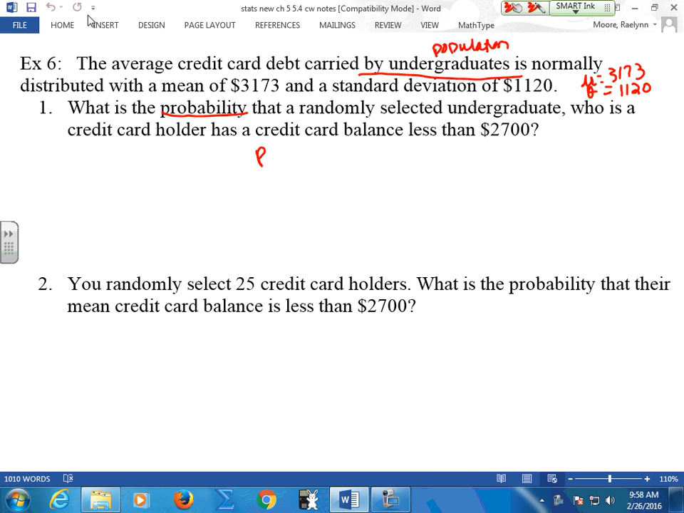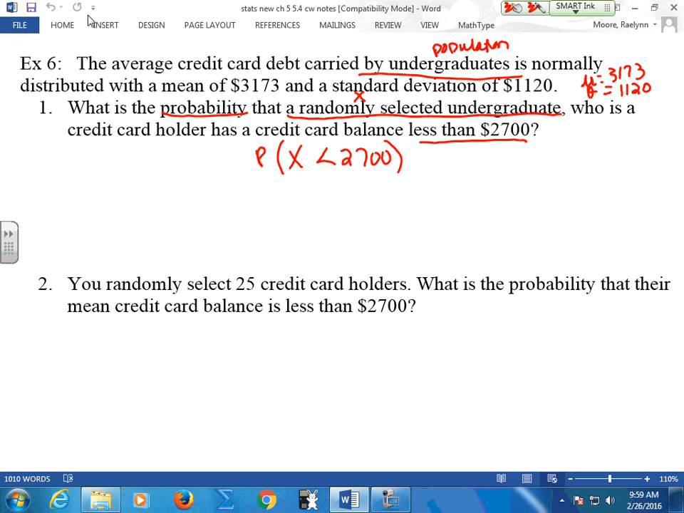So I'm looking for some kind of an area as my answer, that a randomly selected undergraduate from the population, there's no samples here, who is a credit card holder, has a credit balance less than 2,700. Okay, so this is my population. Does it say anything about a sample of 10 people, a sample of 200 kids? Nothing. So this is the one.